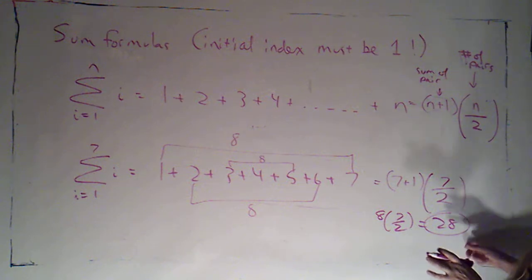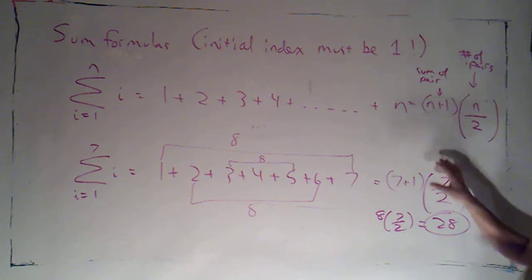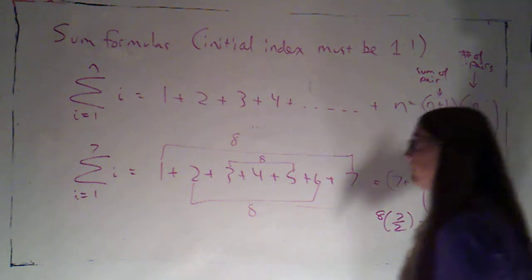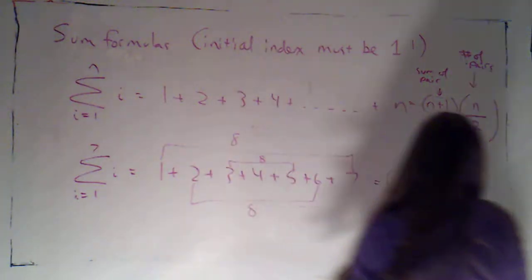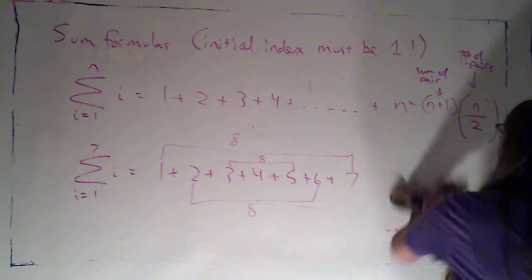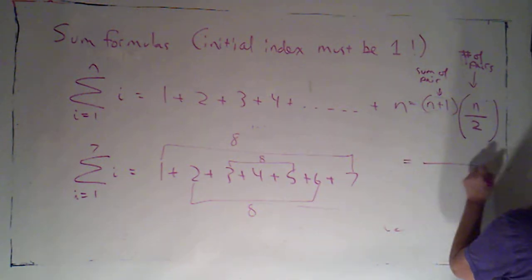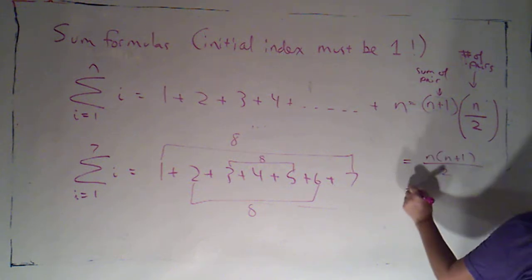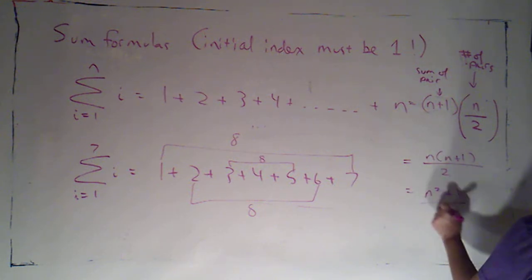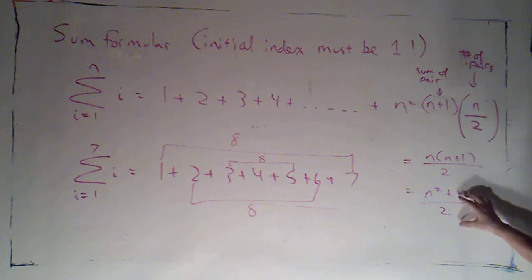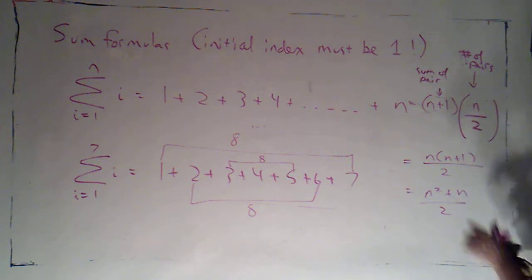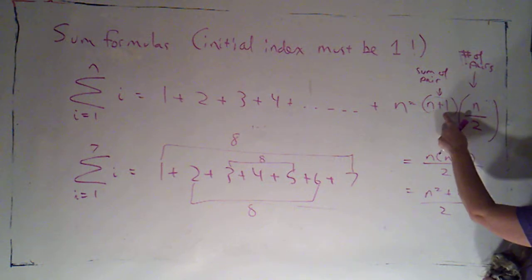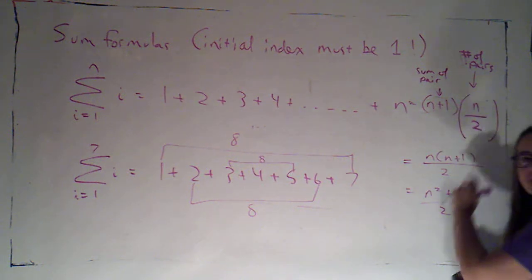Okay. So it works even if n is odd, but it's just the sum of a pair times the number of pairs. Now, you'll often see that simplified and written as a single fraction, n times n plus 1 over 2, or even n squared plus n over 2. Any of these versions are fine, but as far as remembering it, this is how I think about it. That's the sum of each pair, that's the number of pairs.